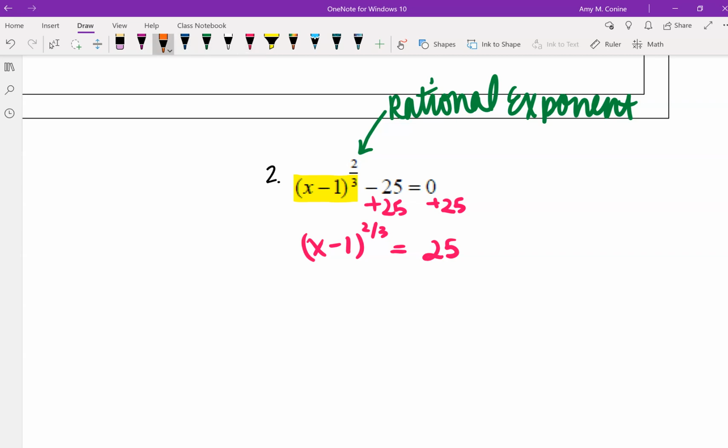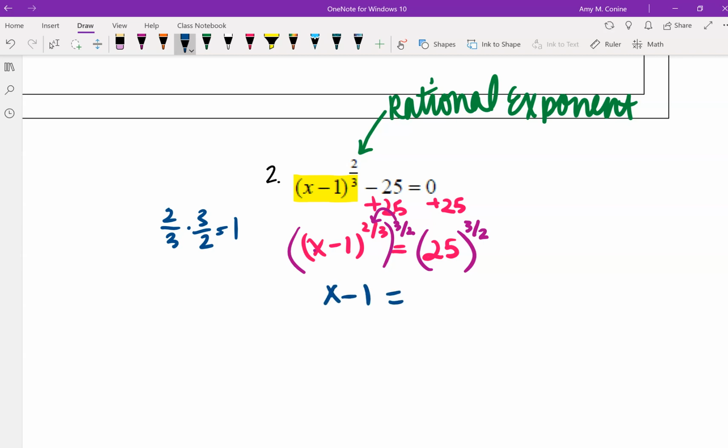So now what we can do is raise both sides, instead of like squaring both sides like you do sometimes with radicals. Because we have a rational exponent, we're going to take the reciprocal of that exponent and raise both sides by it. So then when you multiply in, these cancel because it's 2/3 times 3/2, which gives you 1. So now you're left with x minus 1.